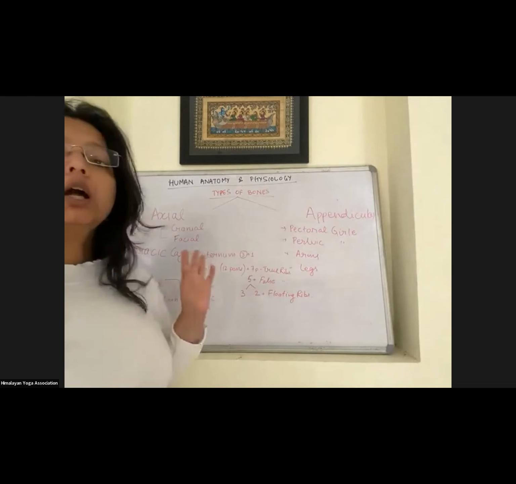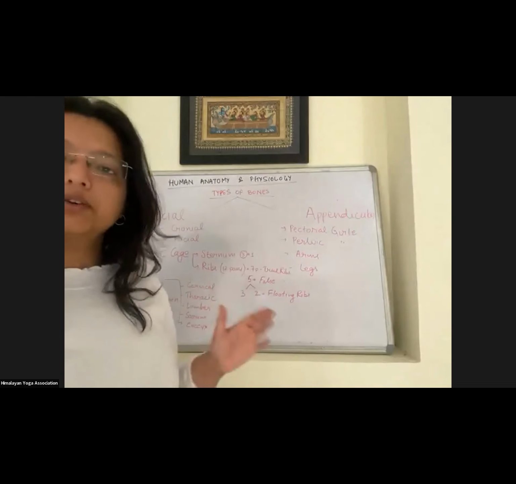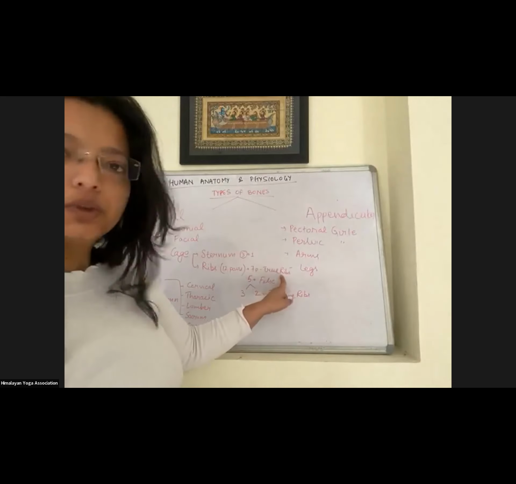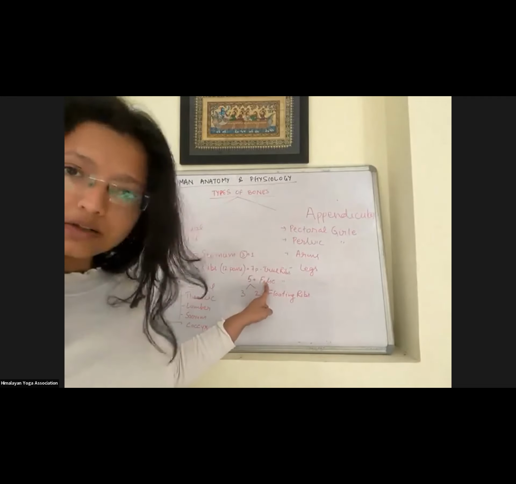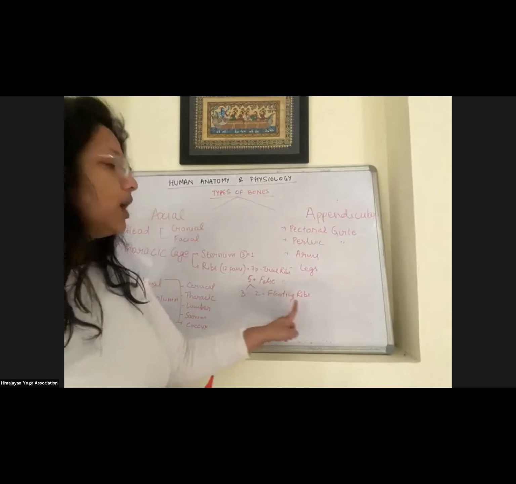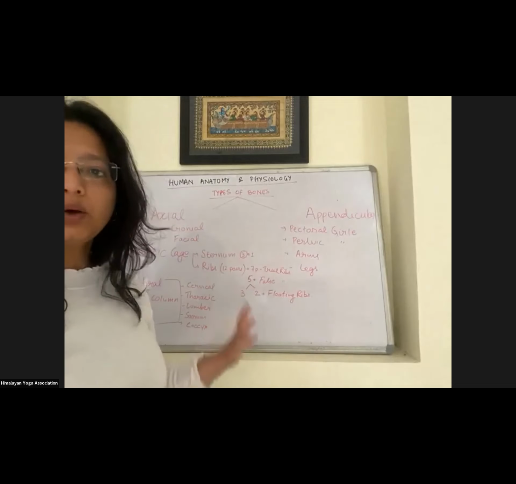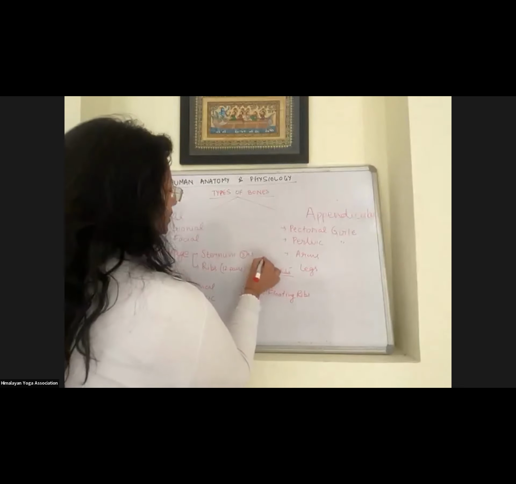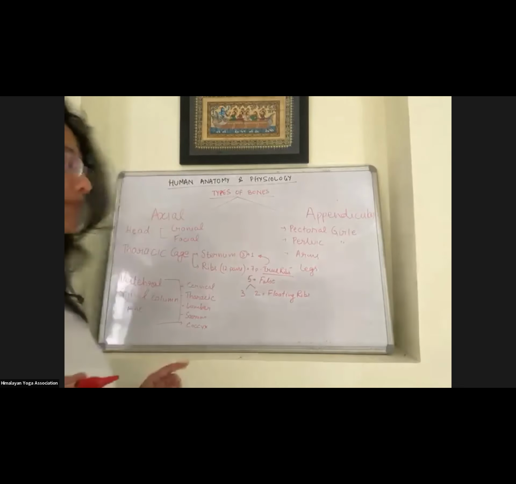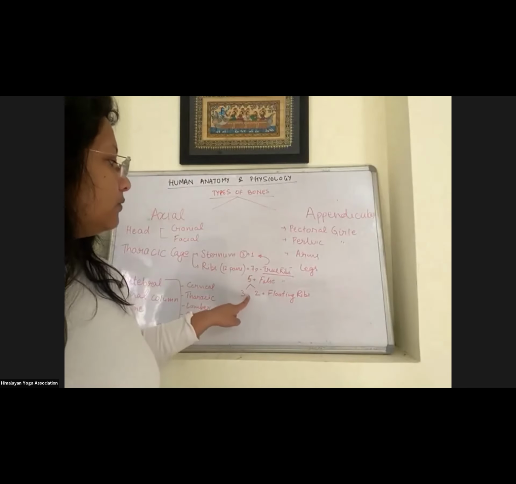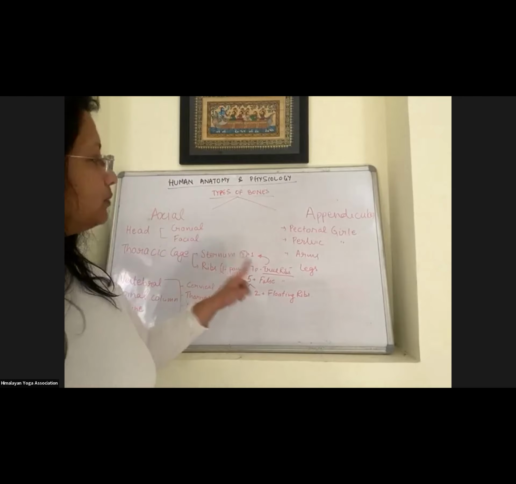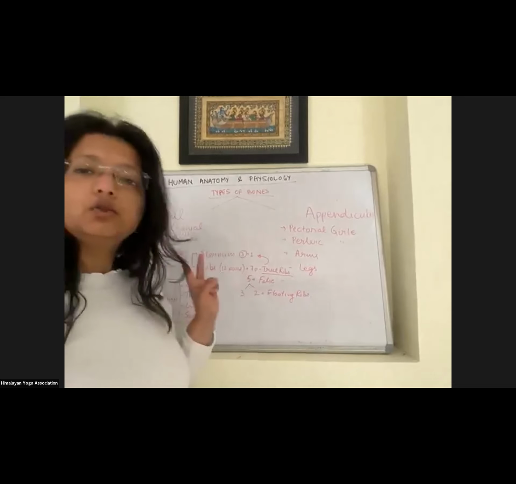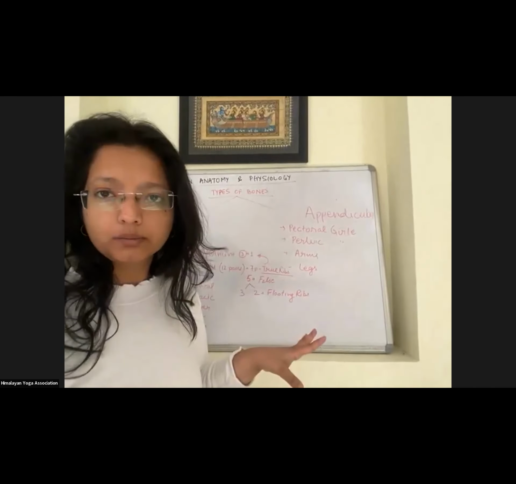Then ribs. There are 12 pairs of ribs. Out of those 12, 7 are true ribs, 5 are false ribs, and out of those 5, 2 are floating ribs, meaning they are not connected to the sternum at all. True ribs are called true because they are connected to the sternum directly. Out of the 5 false ribs, 3 are connected to the sternum through the 7th rib, and the last 2 are not connected to the sternum at all.